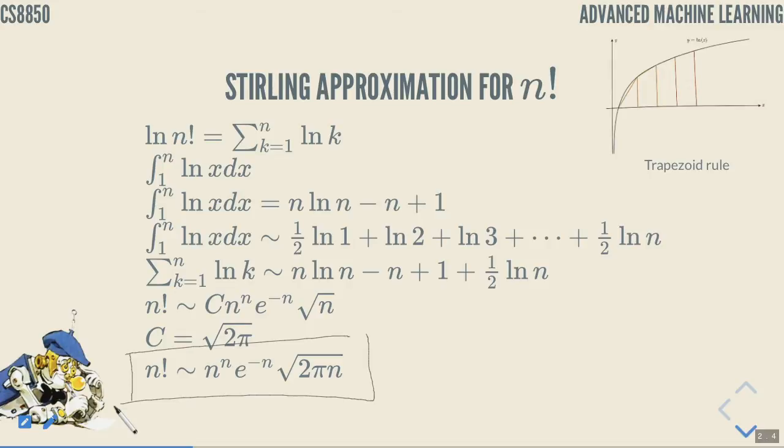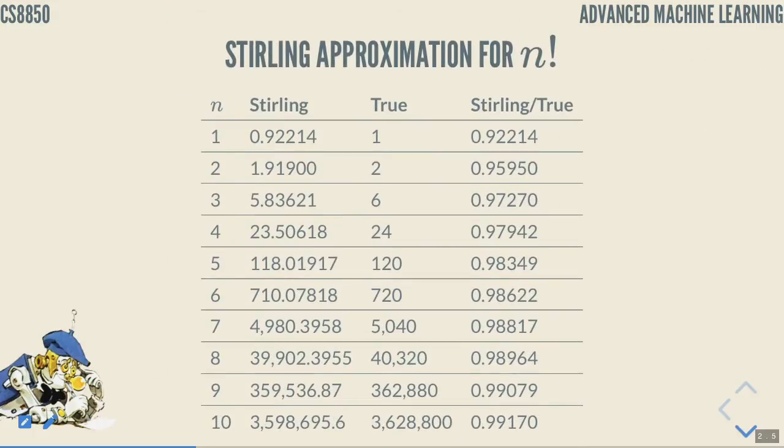So how does that formula work and how good is it? Let's look at the first 10 numbers. This is what Stirling's formula gives us, and this is the true value. For convenience, the ratio between the approximation and the true value is in this column. Notice that as n grows, the ratio goes to 1. But at the same time, the difference also grows. It keeps growing.